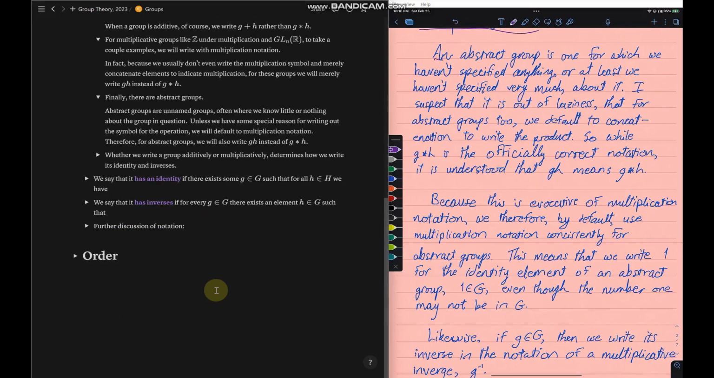An abstract group is one for which we haven't specified anything, or at least we haven't specified very much about it. I suspect that it is out of laziness that for abstract groups too, we default to concatenation to write the product. So while G asterisk H is the official correct notation, it is understood that GH means G asterisk H.